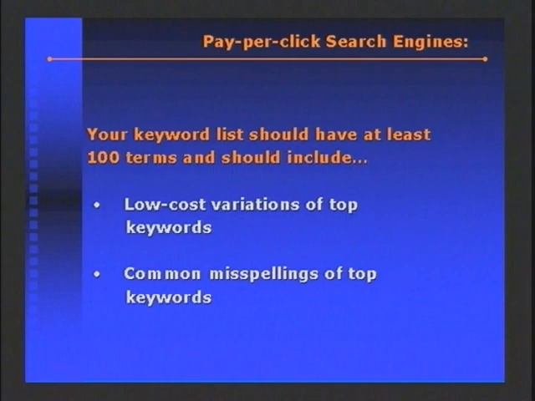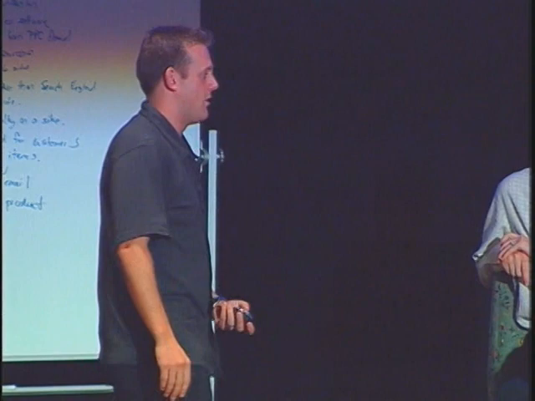Oh yeah, that's one other thing. Common misspellings of top keywords, those are great. People would type in dog with little errors, like when they're typing, we all make those little errors. Bid on that. People will type it in, and as long as you come up, you're going to be paying nothing for it, and that's what they're searching for. And your competitors will never think about this.